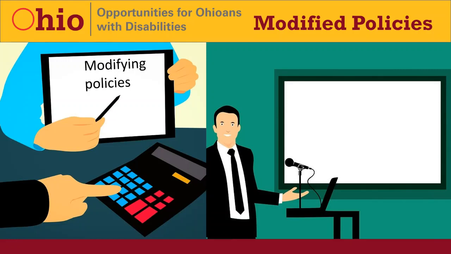So in the first example, an employer has a policy which prohibits eating or drinking at the workstation. An employee with diabetes explains to her employer that she may occasionally take too much insulin, and to avoid going into insulin shock, she must immediately eat a candy bar or drink fruit juice. The employee requests permission to keep these items at her workstation to use when needed. So in this case, the employer must modify its policy and allow this request unless it causes an undue hardship.